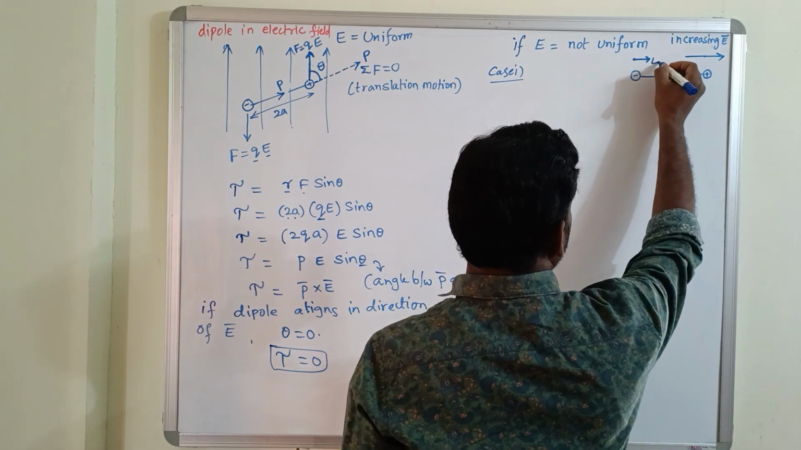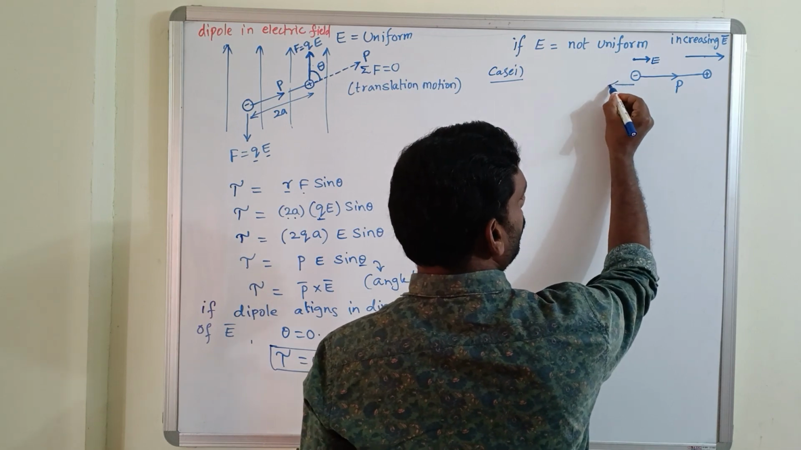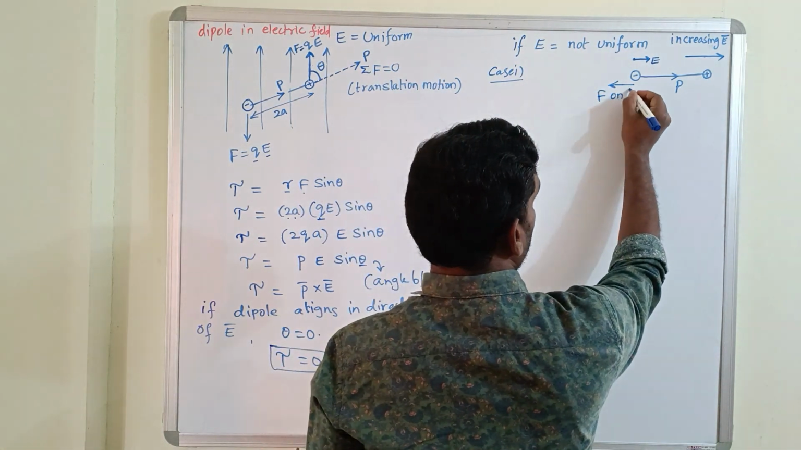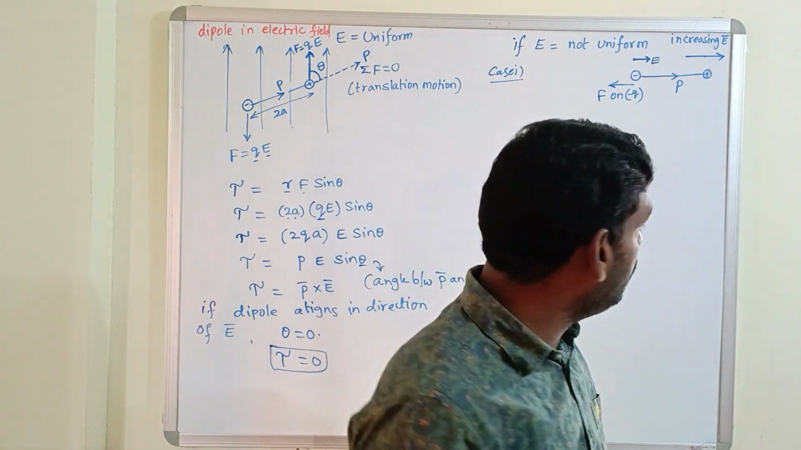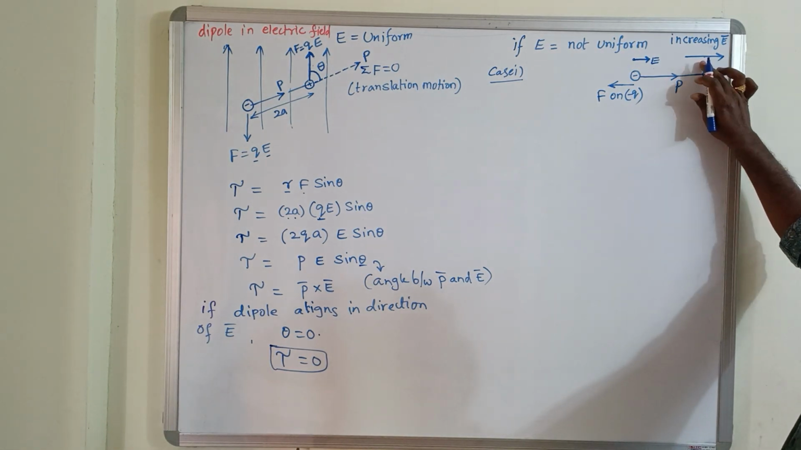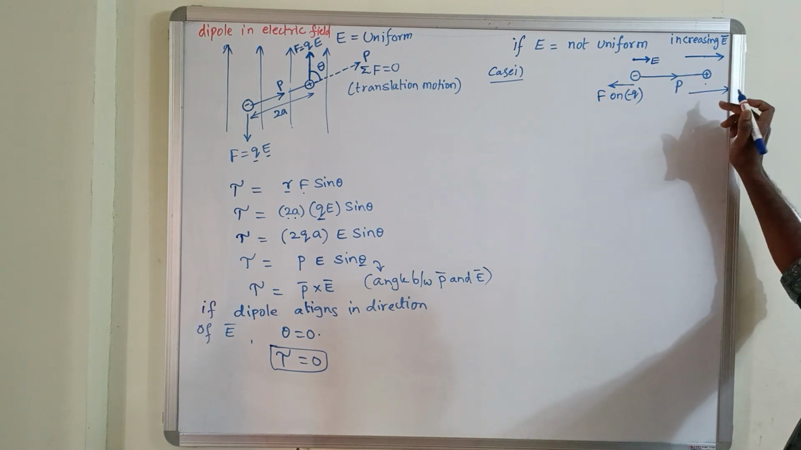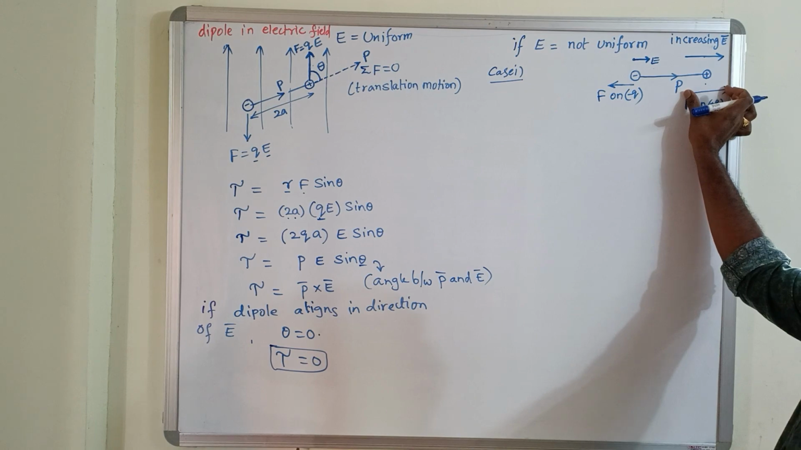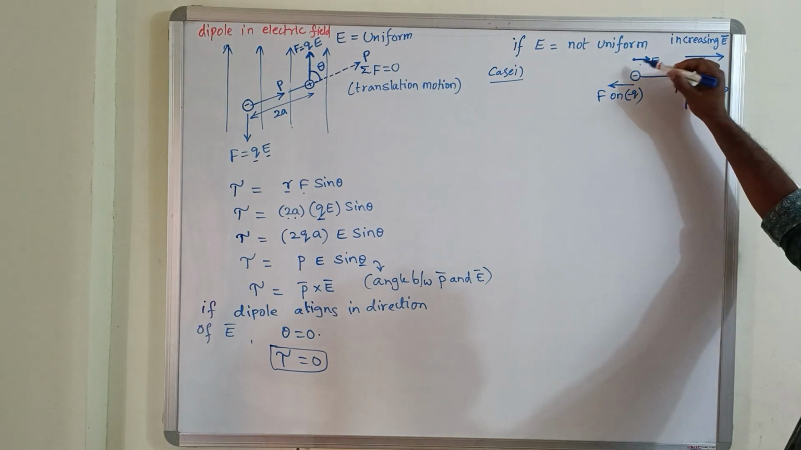Now, force on the negative charge. This is the direction of electric field. We know that force on a negative charge is opposite to the electric field. This is the force on minus Q. And at this positive charge, the electric field is greater here, so the force is also greater here. So the magnitude of force on the positive charge is greater than the magnitude of force on the negative charge. Why? The electric field here is greater than the electric field here.